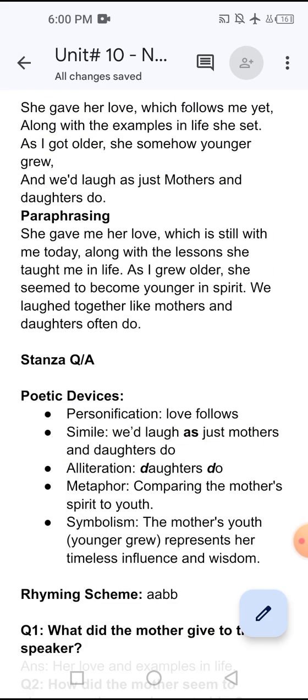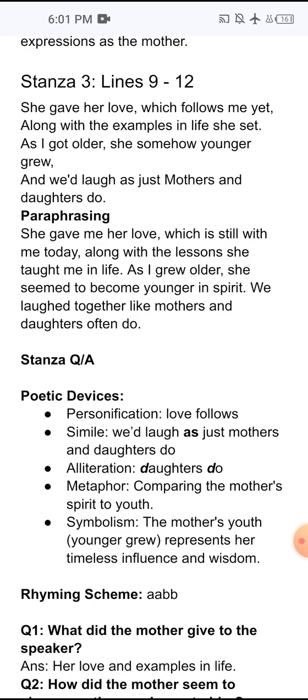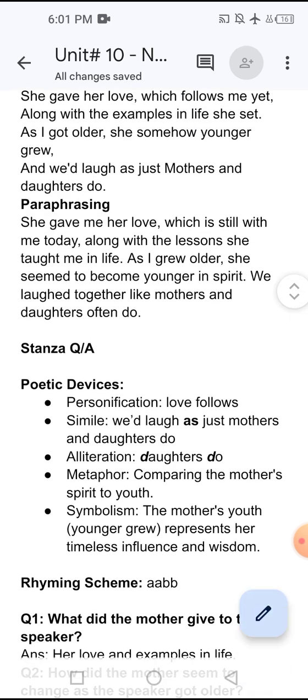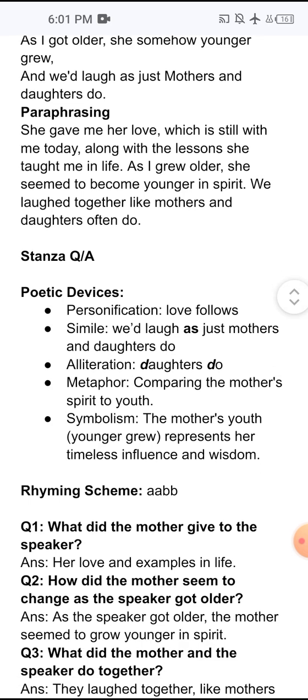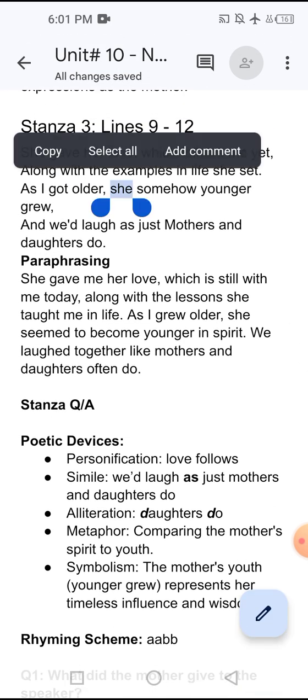Here you can see the word "as", and when we do a comparison between two things and we use the word "as" or "like", then definitely it is a simile. And then alliteration, "daughters do". It is also in the last line. So this is alliteration, and metaphor is comparing the mother's spirit to youth. Here, "she somehow younger grew".